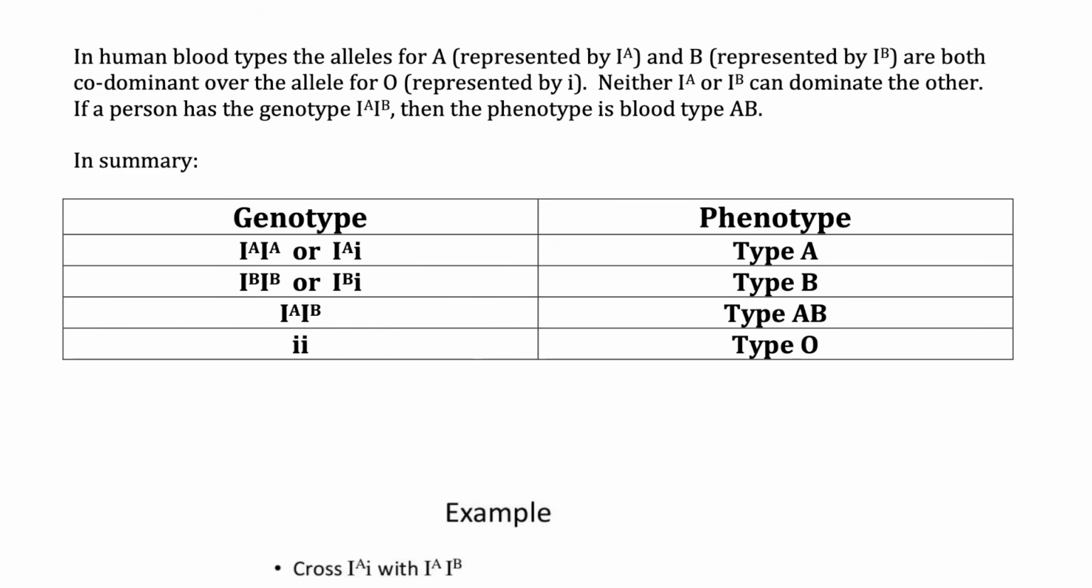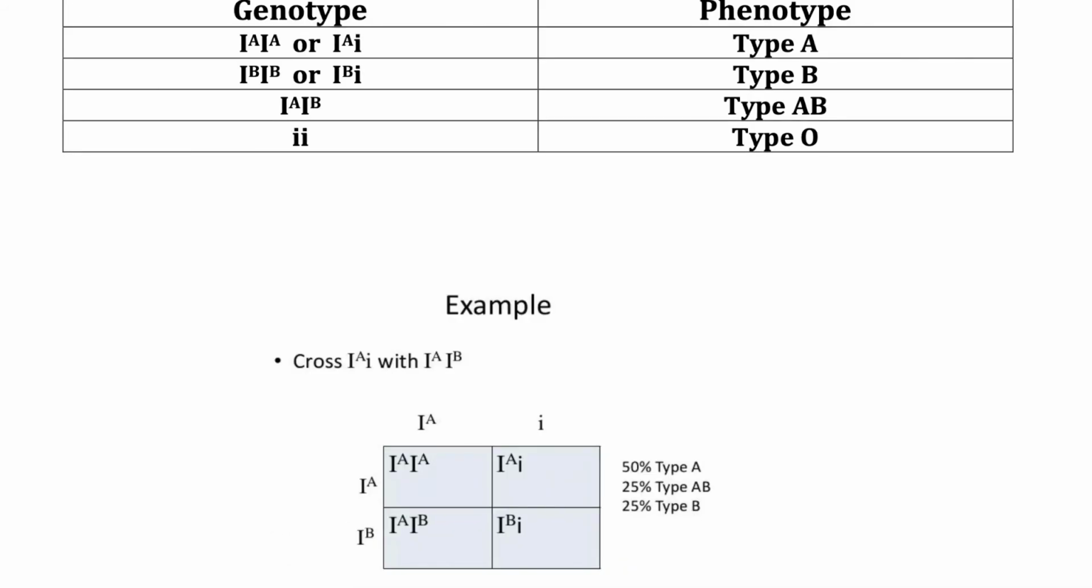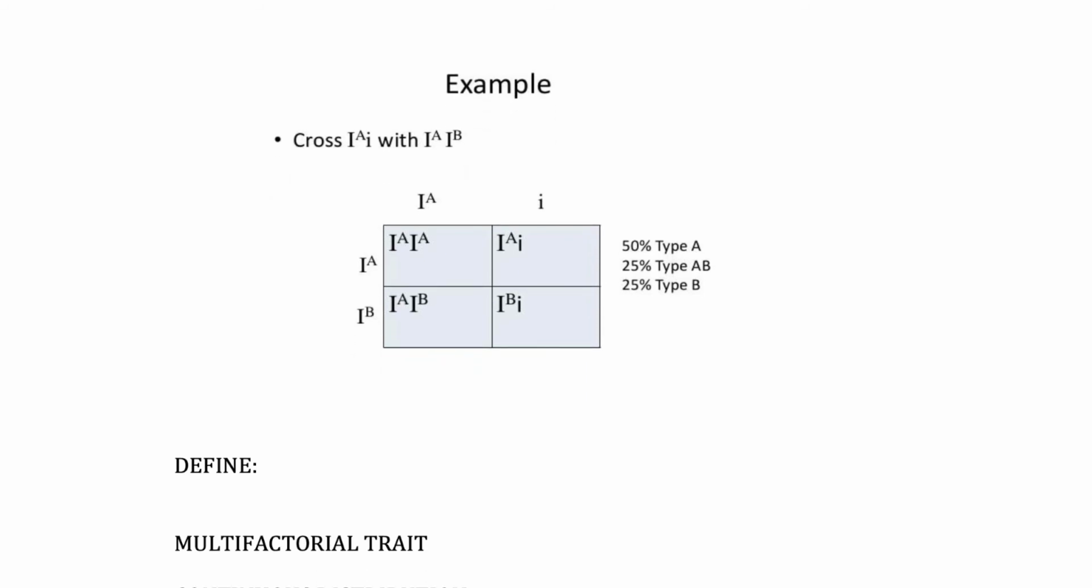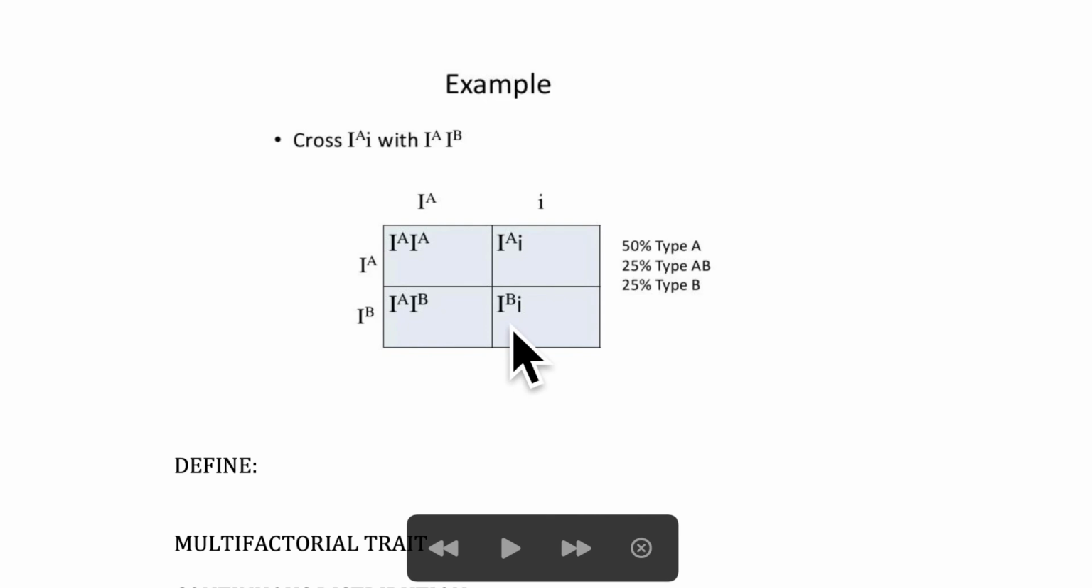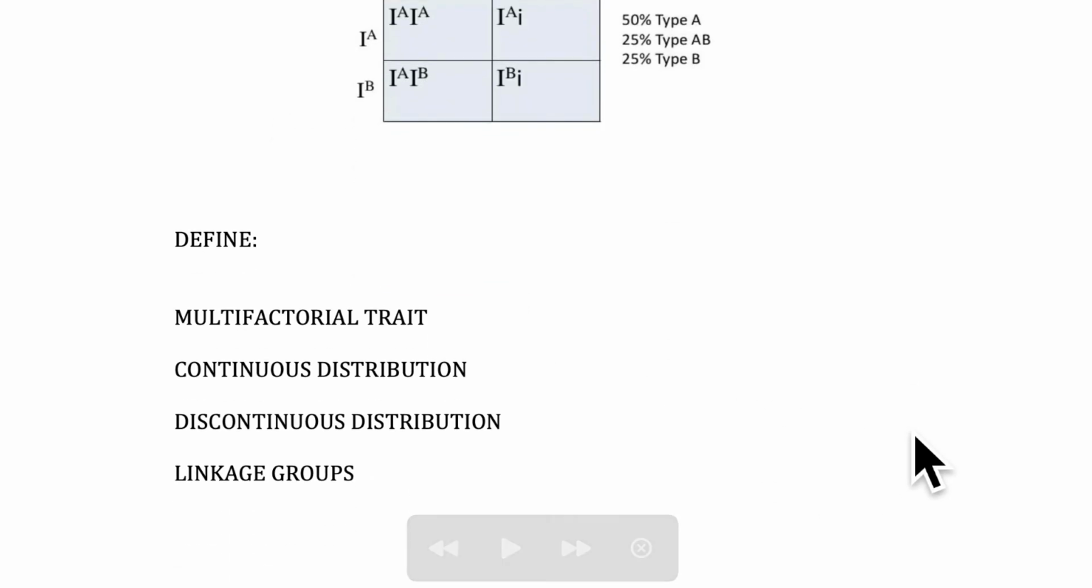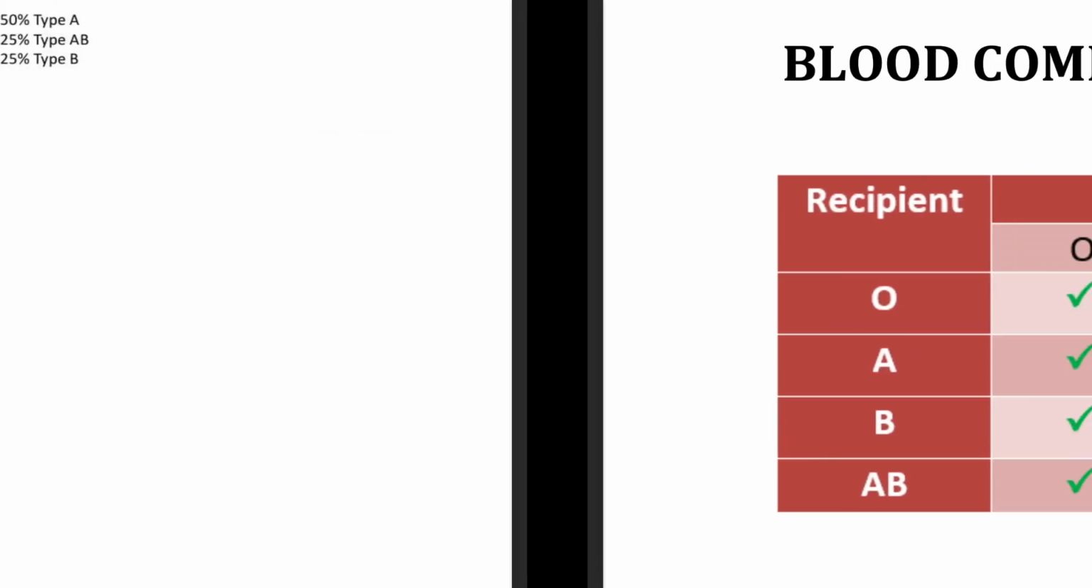And then to get type O blood, even though this is the most common blood type, you need 2 of the recessive type O traits in order to be considered type O. So, for example, you can cross blood like you see on this table. You get 50% type A, 25% AB, 25% type B. Then, of course, we have these definitions at the bottom: multifactorial trait, continuous distribution, discontinuous distribution, and linkage groups. You'll have to go back to that and define that later.